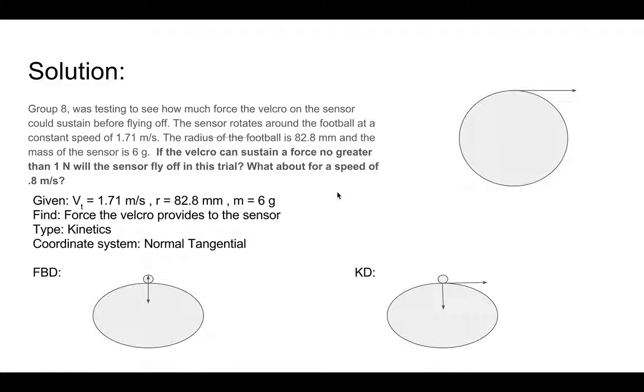So, the first step of our process is figuring out if it's a kinetic or kinematic problem. In this case, kinetic because it relies on the forces on the system. So, the first thing we have to do is draw our free body diagram. Our free body diagram is shown below as two forces: our sensor's weight going downwards and the normal from the Velcro on the football onto the sensor going upwards. And our kinetic diagram is shown to the right as our acceleration in the tangential direction going to the right and our acceleration in the normal direction going downwards.